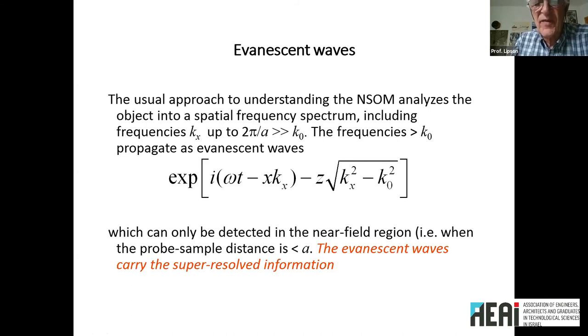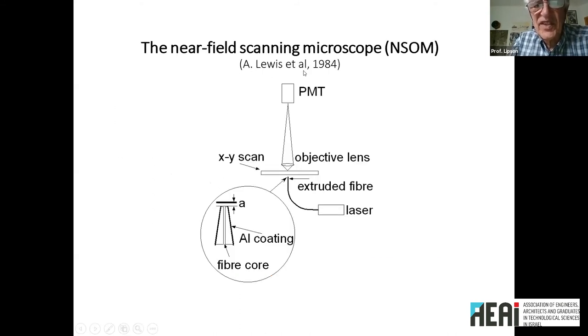It's mainly used for surface investigations, so the arrangement is like this. The developer of the system was Aaron Lewis, who's now at the Hebrew University, while he was at Cornell University in 1984, a long time ago. You have a laser and an extruded optical fiber which transmits the laser wavelength. At the end, this is extruded so that the core of the fiber is very, very small, much less than a wavelength, and the cladding is also much less than the wavelength, or at least of the order of a wavelength, so that you get a very small point of light produced by the stretching out of the core.